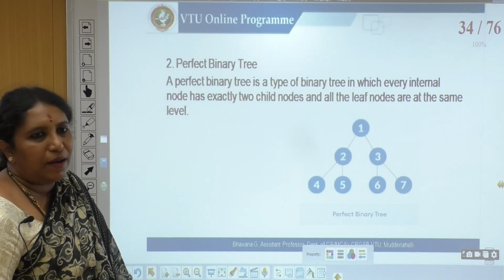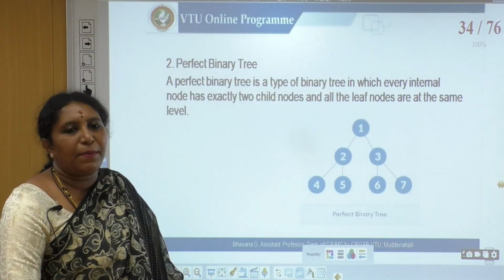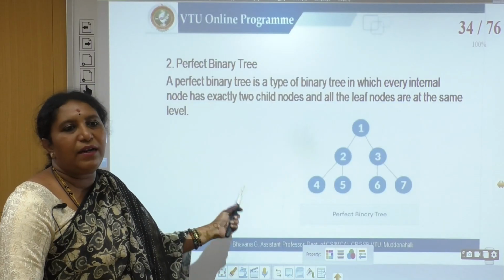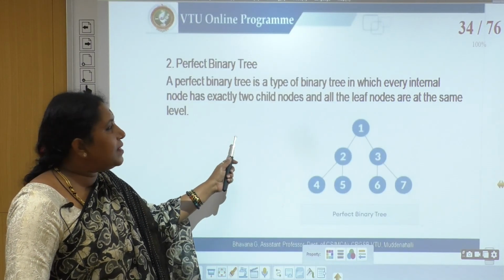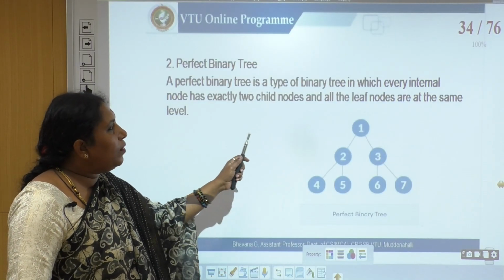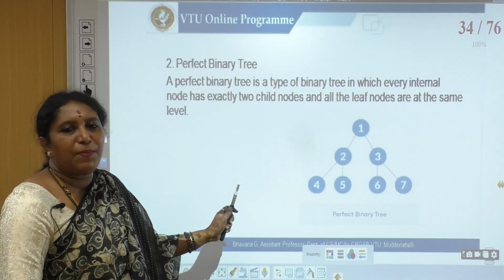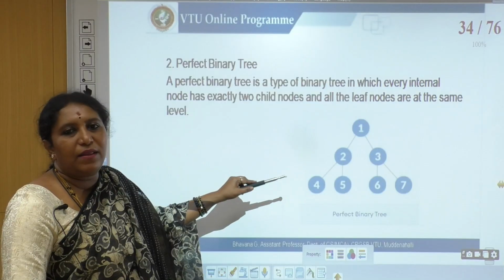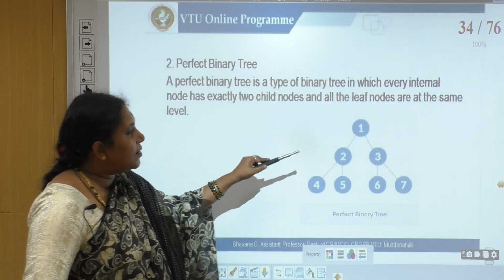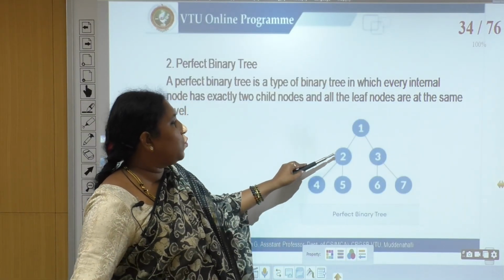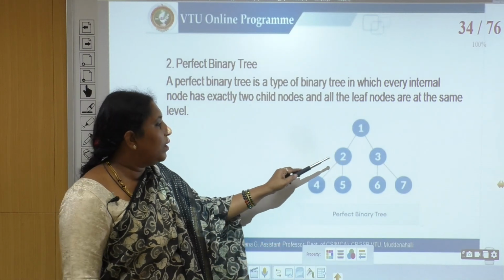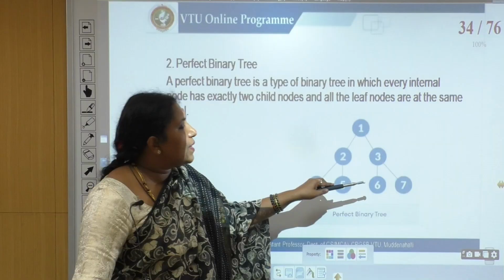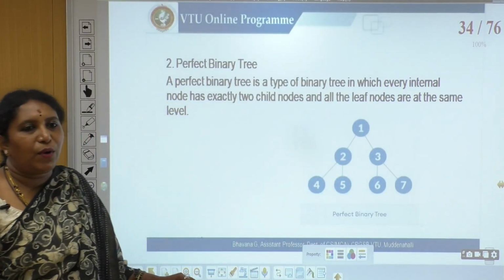Okay. Now perfect binary tree. What do you mean by perfect binary tree? This is again a type of binary tree in which every internal node has exactly 2 child nodes and all the leaf nodes are at the same level. This is a perfect binary tree. So what is it? All the levels must be complete. They should have 2 child nodes. This is 1, the parent node has 2 and 3, it has 2 child nodes. 2 again has 4 and 5. So again this is 2 child nodes. 6 and 7 are the child nodes of 3. So what are they telling?